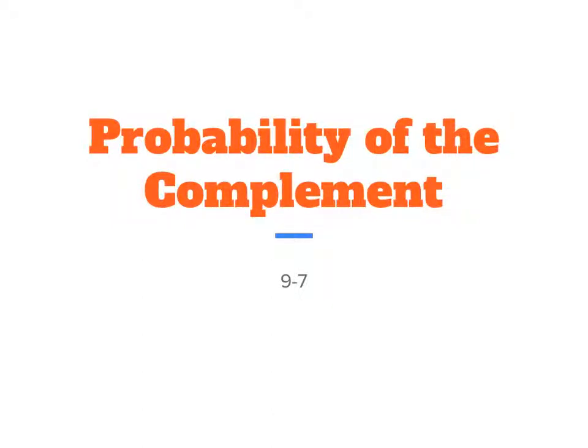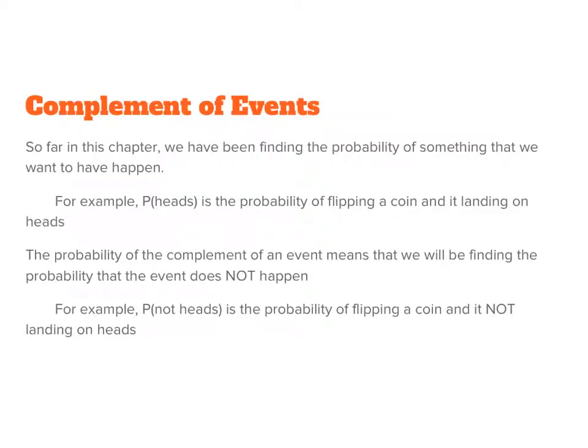Welcome to 9-7. Today we're going to talk about the probability of the complement. So far in this chapter, we have been finding the probability of something that we want to have happen. So for example, P of heads is the probability of flipping a coin and it landing on heads.